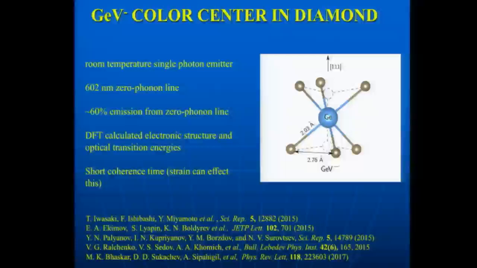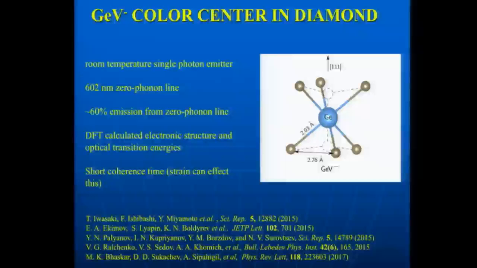Recently, say about 3-4 years ago, people have been able to make a single photon room temperature emitter by using germanium. And again, its geometry is such that it has inversion symmetry. The atom is essentially located midway between these two vacancy sites. This is an optimized picture using density functional theory of what the structure should look like. Again, it has nice fluorescence properties in terms of the zero phonon line, the amount of emission from that line. You can use DFT to calculate its electronic structure and its optical properties, but it has a short coherence time.